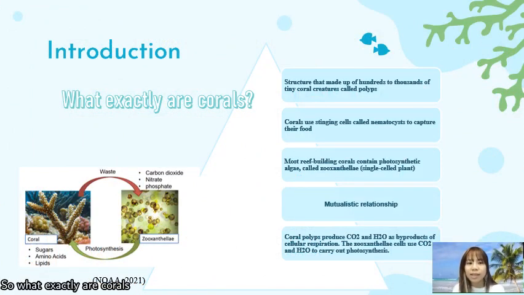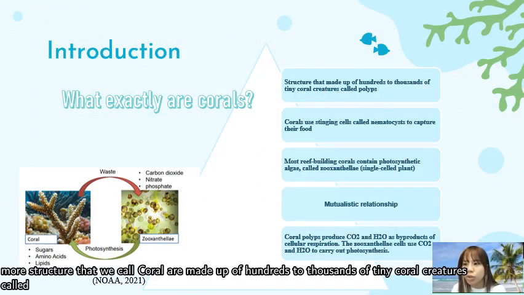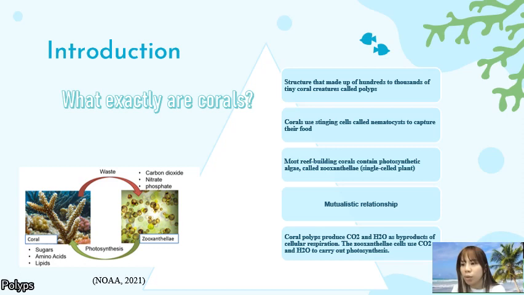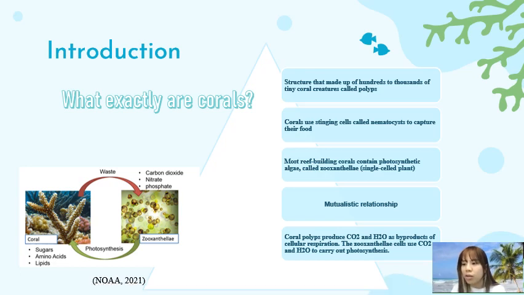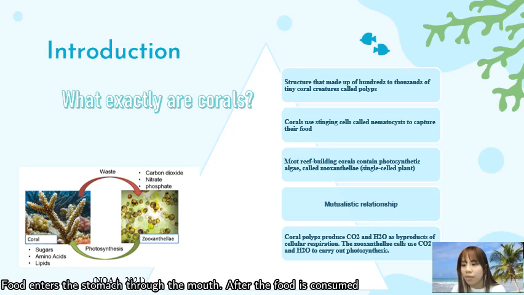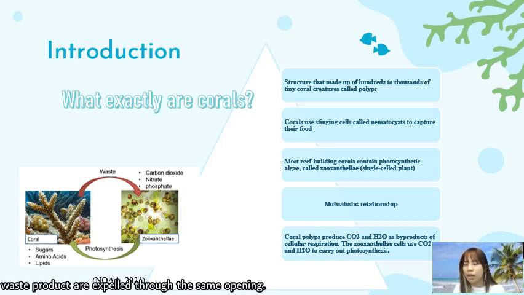So, what exactly are corals? Most structures that we call coral are made up of hundreds to thousands of tiny coral creatures called polyps. The polyps use these tentacles for defense, to capture small animals for food, and to clear away debris. Food enters the stomach through the mouth. After the food is consumed, waste products are expelled through the same opening.